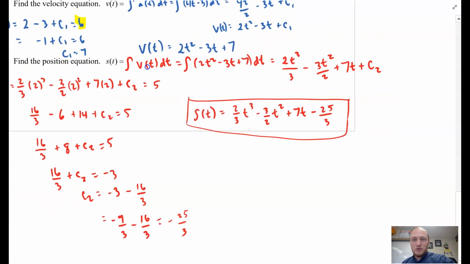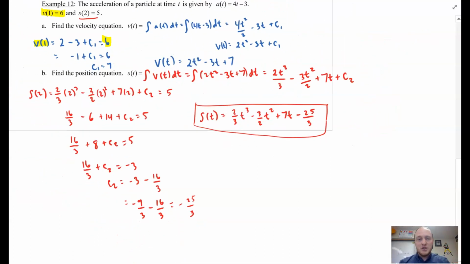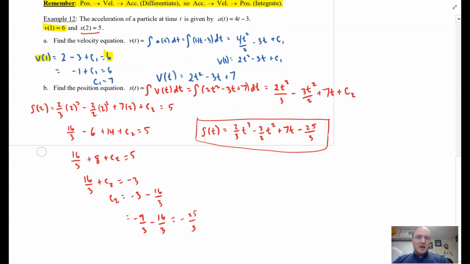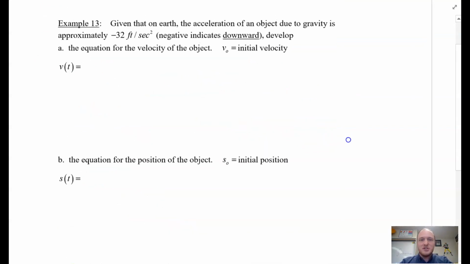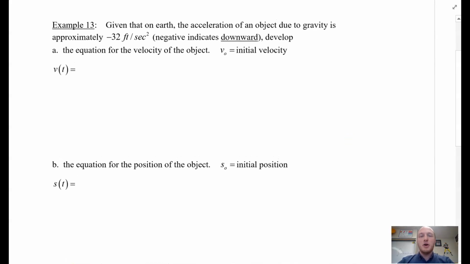That is an initial value problem in application, talking about acceleration moving back to velocity, back to position. Okay, so I wanted to talk in general. So example 13 talks in general about this, and it says, given that on Earth, okay, we're not on Mars, the acceleration of an object due to gravity is approximately -32 feet per second squared, okay, and negative indicates we're going downward.